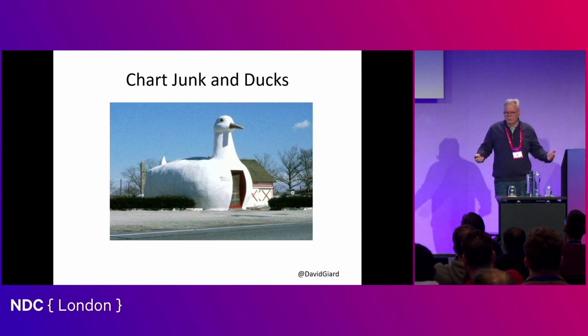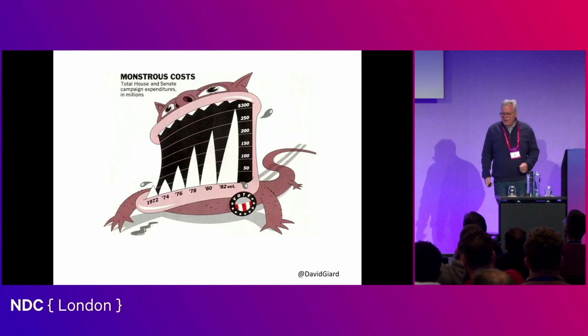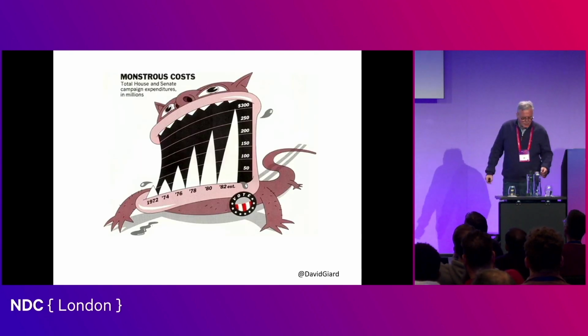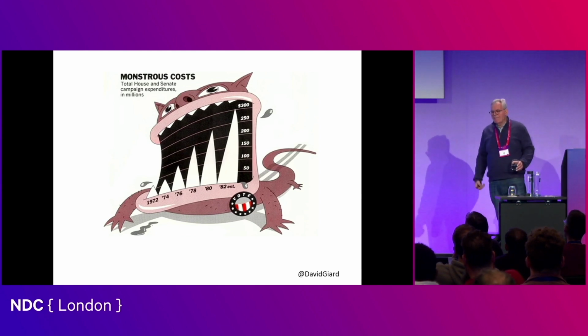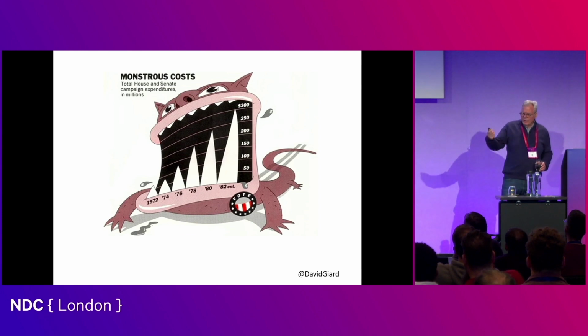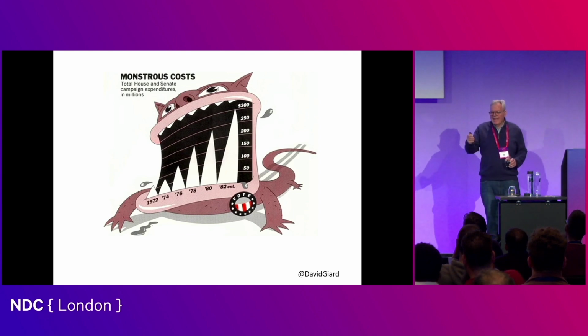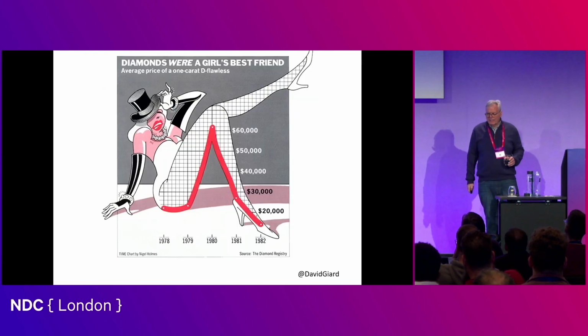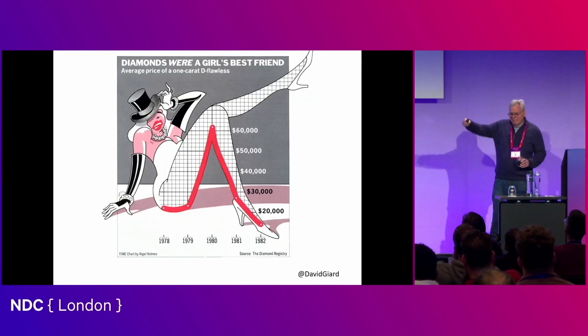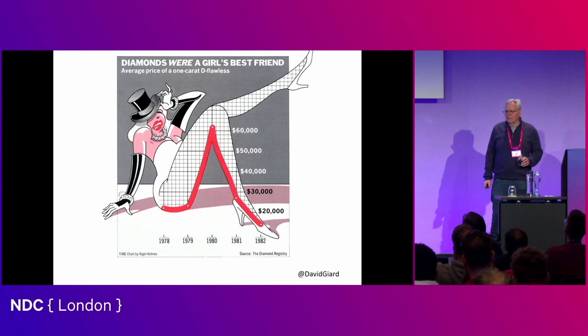But I think chart junk is a really good word as well. You know, things like this. Why is this monster thing here? We're showing some information, I don't know, campaign expenditures year by year. Again, whoever created this graphic, they were all about trying to snazz it up and make it look pretty. And it doesn't add anything to the value. In fact, it slows down. I'm distracted by all this monster thing. I'm distracted by the lady's legs. What is this doing?